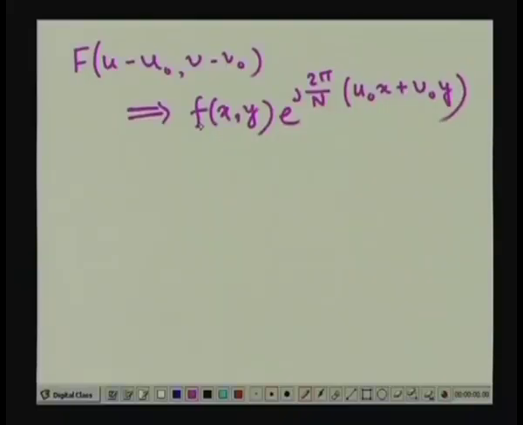So, with this, let us conclude today's lecture on the Fourier transformation. We will talk about the other properties of the Fourier transformation in our subsequent lectures.